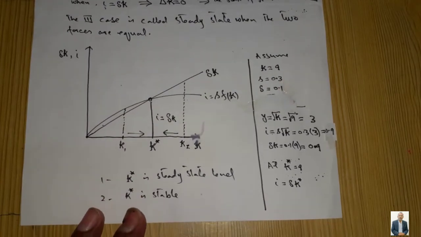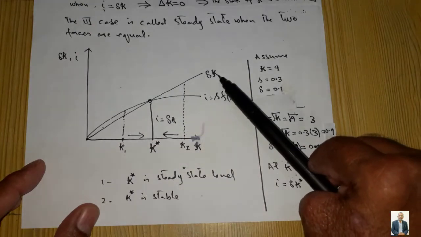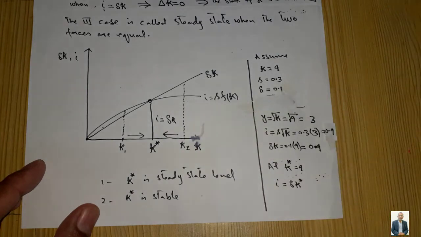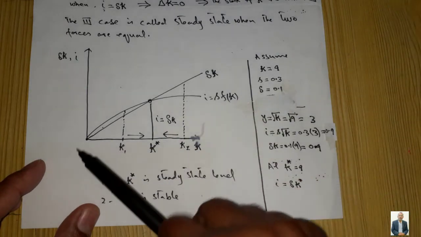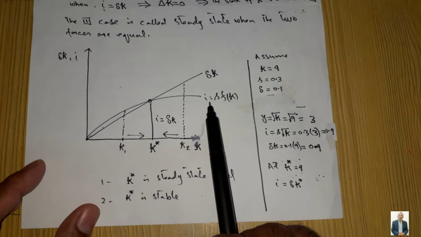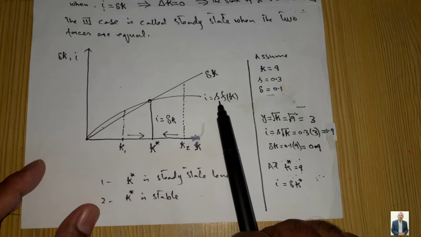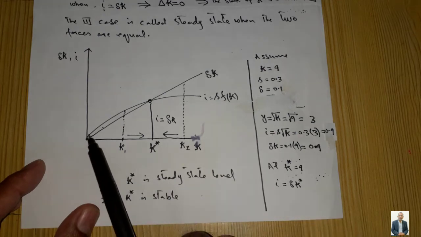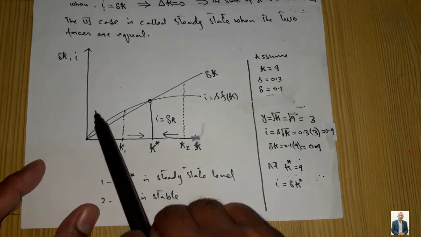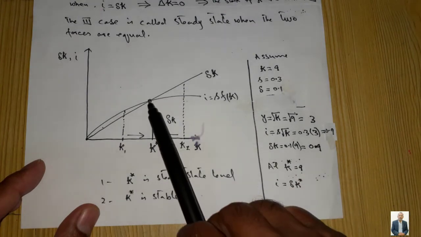We can explain this with the help of a figure. You can observe that the straight line shows the depreciation. Why is it a straight line? We have explained it in our video number 2. And this is the investment per worker line. Investment per worker is a function of capital per worker but with the saving rate. So it is like a production function, but it will lie below the production function. The production function will lie somewhere here. So these two forces are equal at this point.